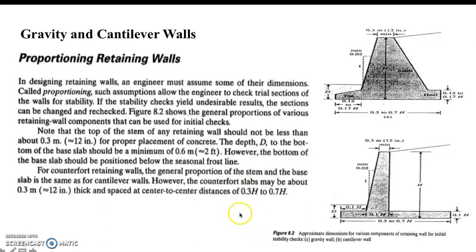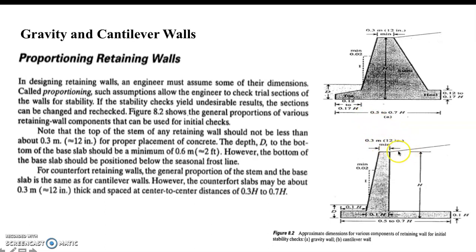We have to take note that the top of the stem of any retaining wall should not be less than 0.3 meters for proper placement of concrete, and the depth D to the bottom of the base should be a minimum of 0.6. However, the bottom of the base slab should be positioned below the seasonal frost line.